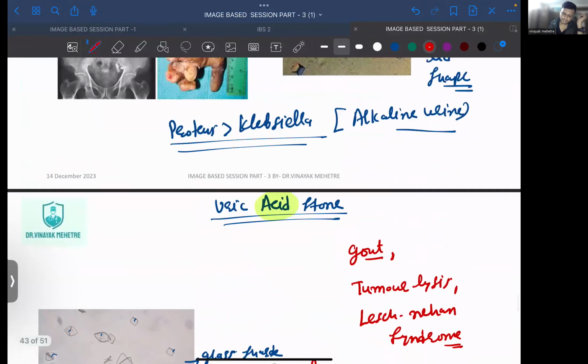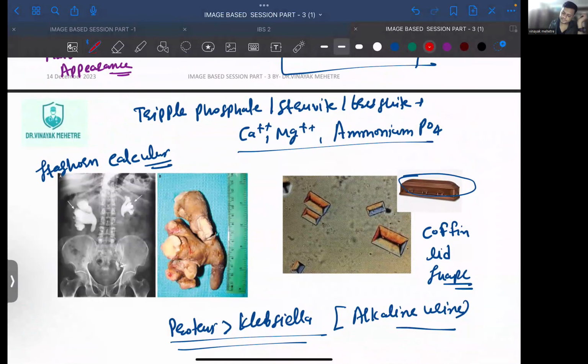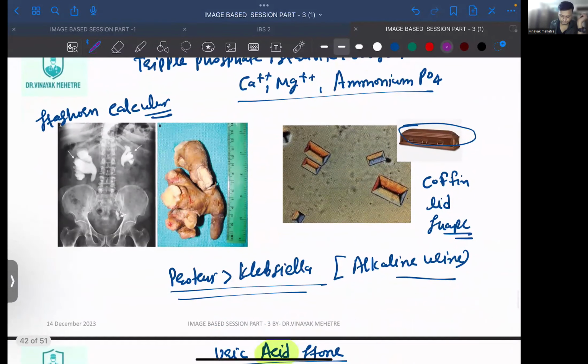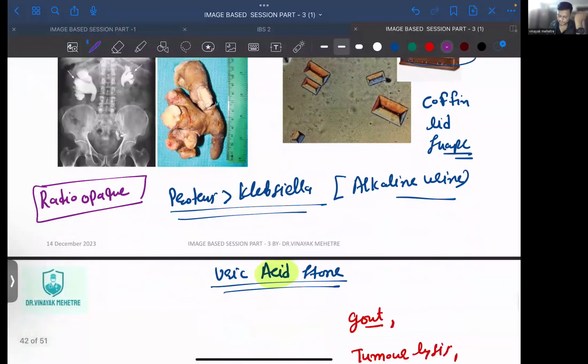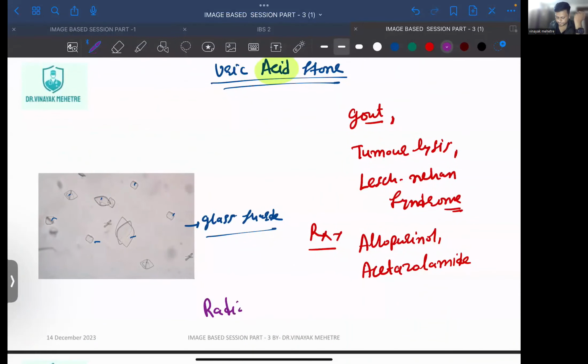Okay, now tell me ये कौन सा है, रेडियो ओपेक और रेडियो लूसेंट? ट्रिपल फॉस्फेट कौन सा है? रेडियो ओपेक। कंफ्यूजन क्यों है? When you don't know the answer in kidney stone, it is always going to be radio opaque. ठीक है, but uric acid stones are radiolucent. ये याद रखना जरूरी है. Yes, rest all are radio opaque except uric acid stones. कंफ्यूज नहीं होना है. ओके, कंफ्यूज नहीं होना है.